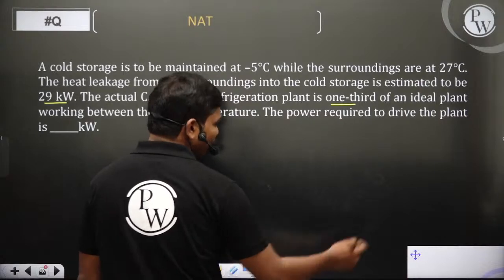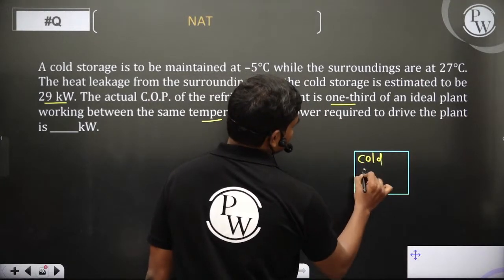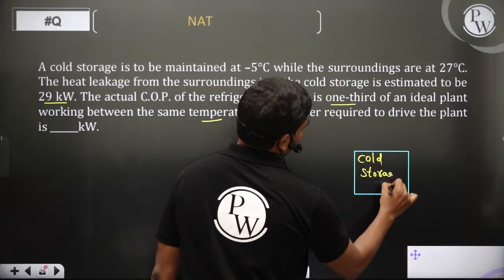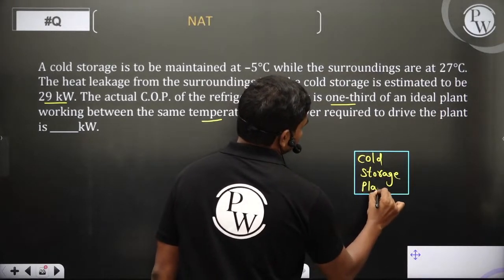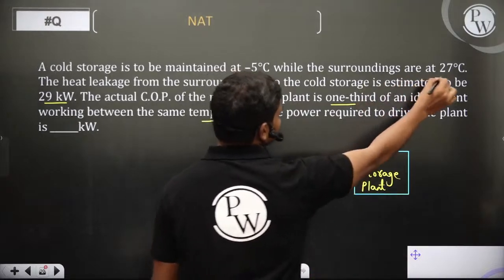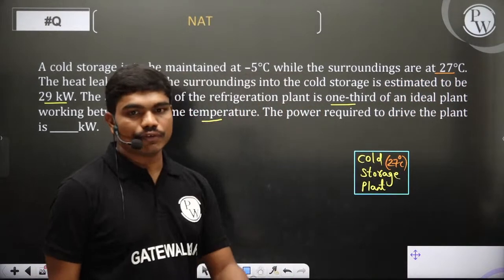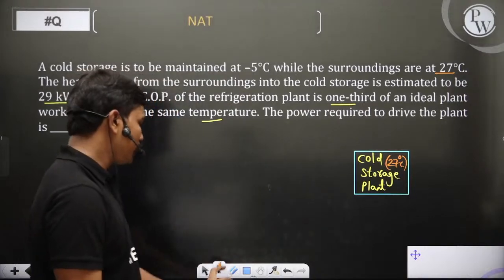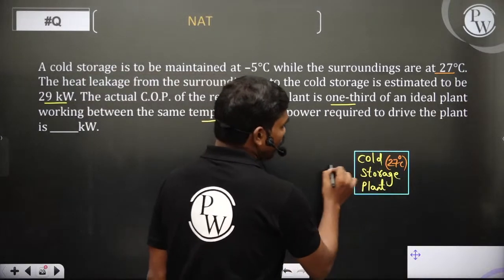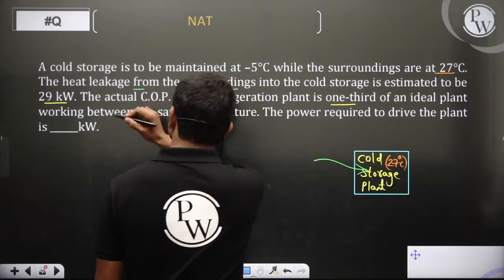Now there is a cold storage plant. From this cold storage, you have to maintain it at what temperature? At 27 degrees Celsius. If you want to maintain this cold storage at 27, whatever heat is flowing in, the heat leakage from the surroundings, is 29 kilowatts.